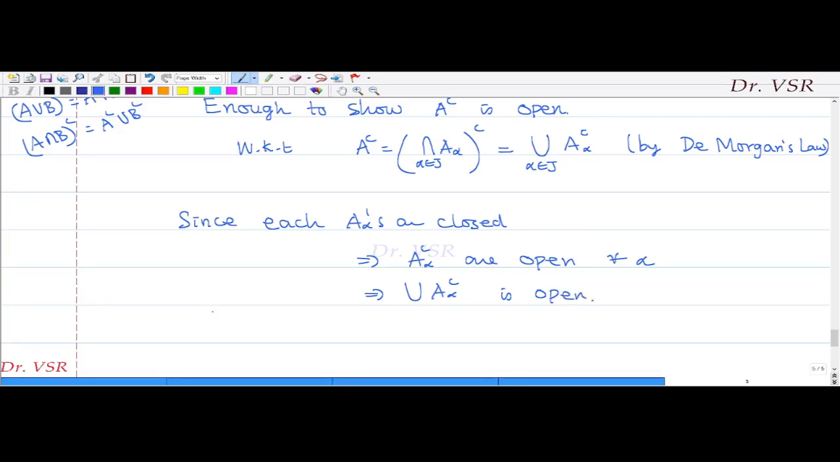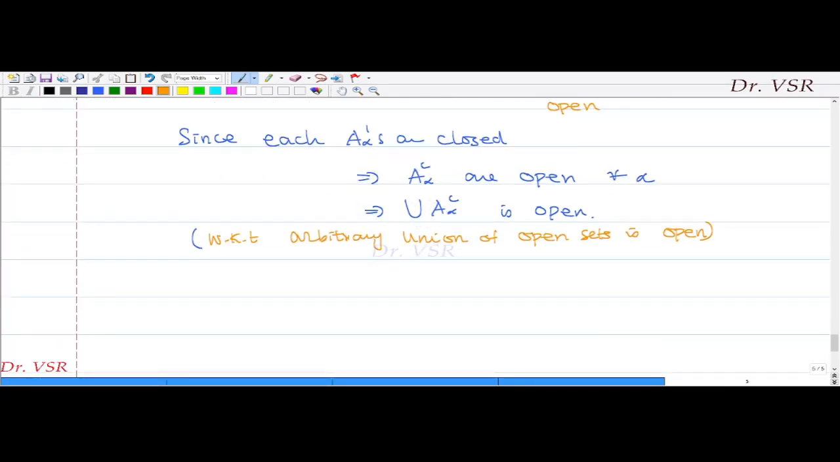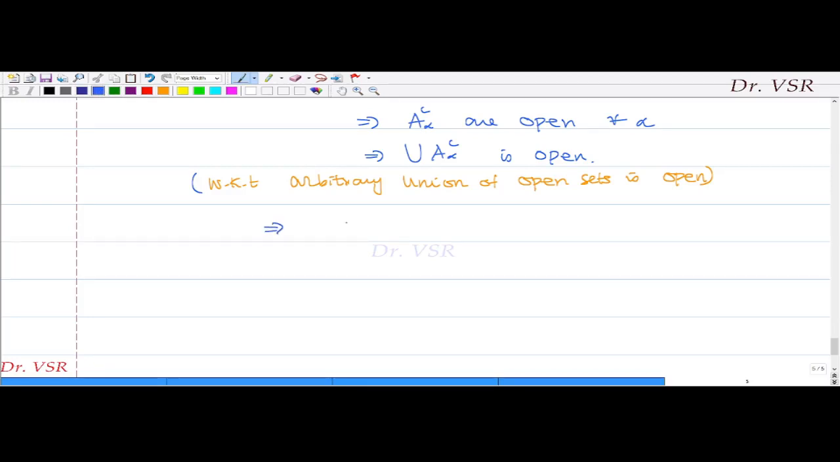Yes, we have studied this theorem: we know that an arbitrary union of open sets is open. Therefore this one is open. By De Morgan's law it turned out to be open. So this A complement is open. If A complement is open, what does that mean? This implies that A is closed. These are all elementary things we can keep proving.